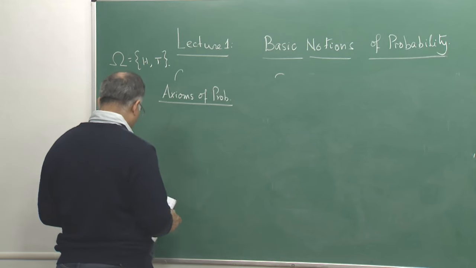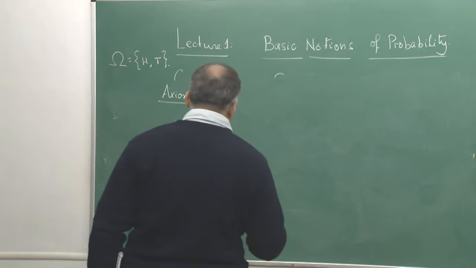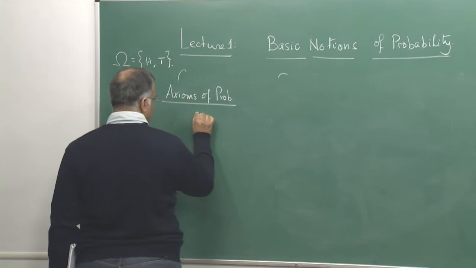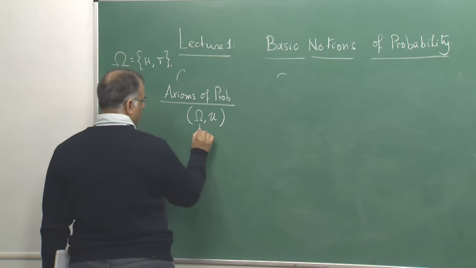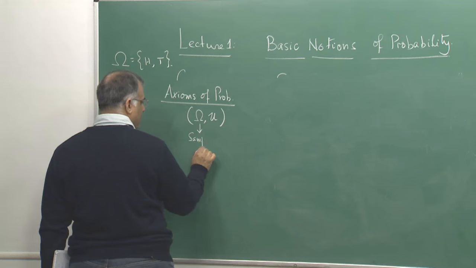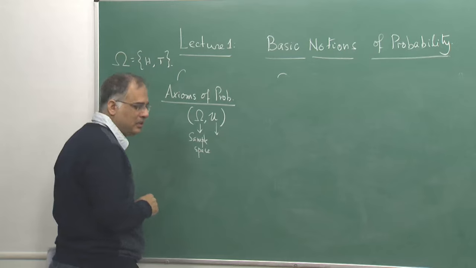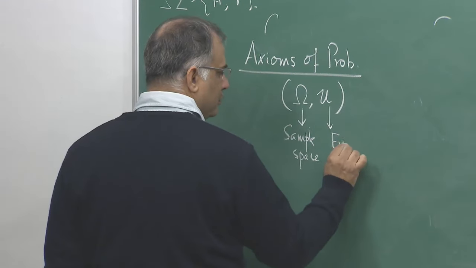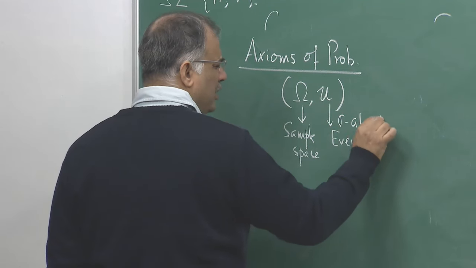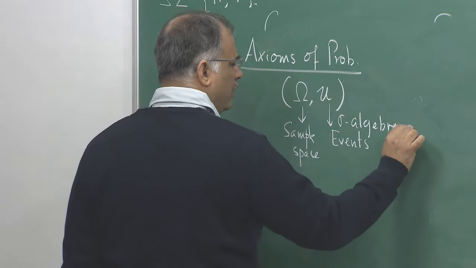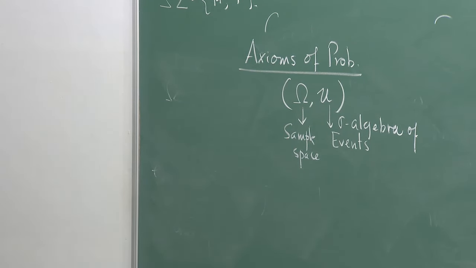Once you try to talk about probability, you have a sample space and a sigma algebra of events associated with it. So, to begin with, you should have a sample space and you should have a sigma algebra of events. This is given to you. This has to be known. Without this, nothing can be done.